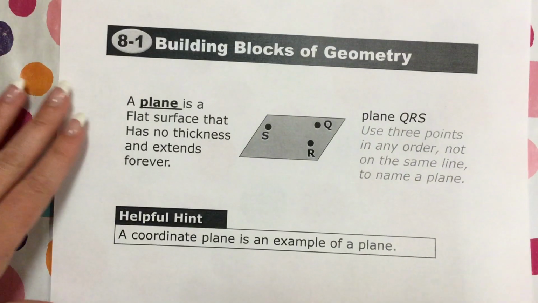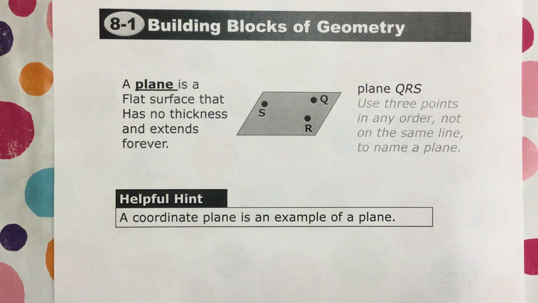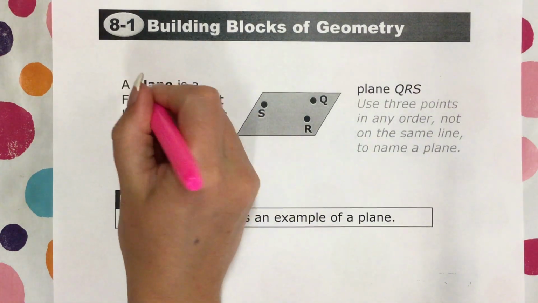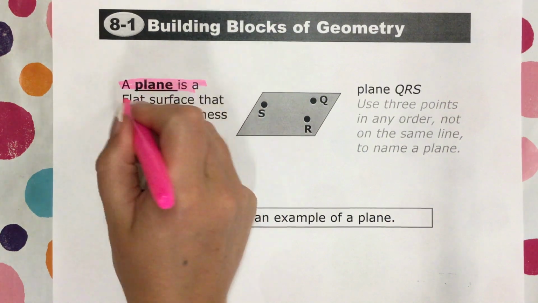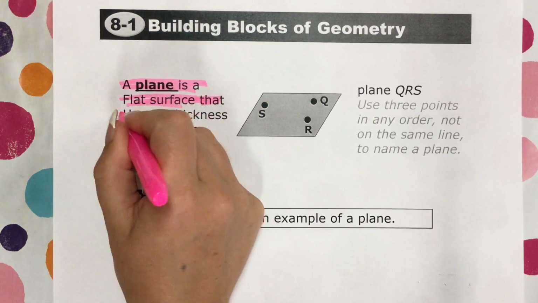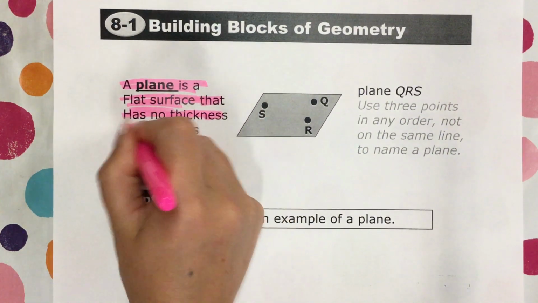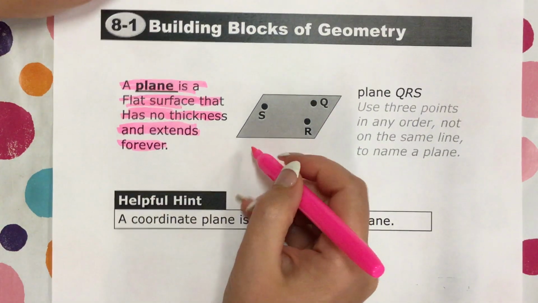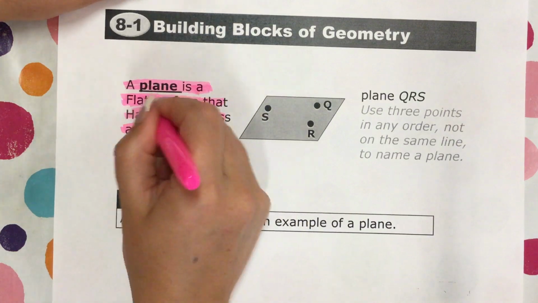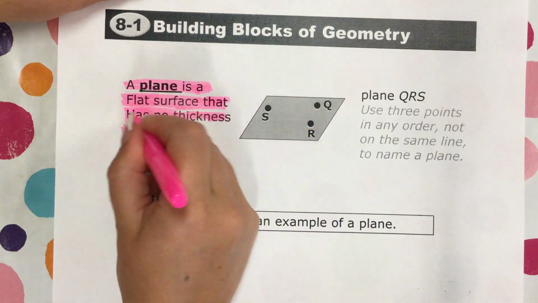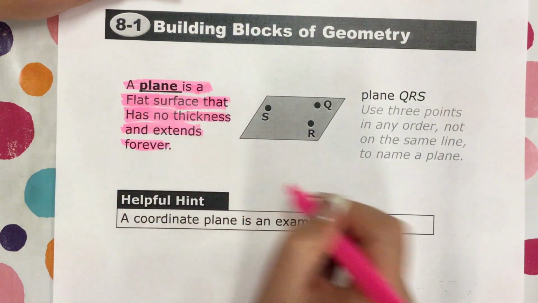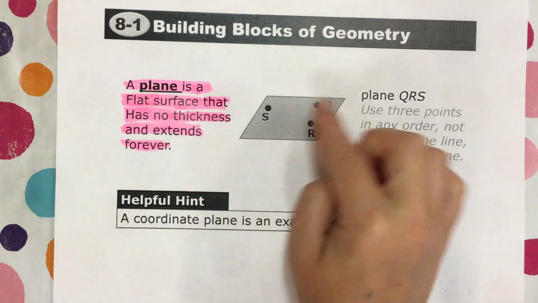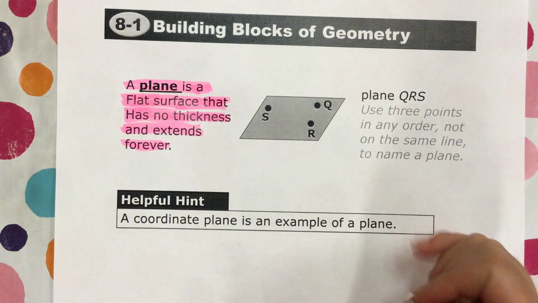Let's go over the next term. The next term we're going to talk about is a plane. A plane is a flat surface that has no thickness and extends forever in all directions. So a plane is a flat surface that has no thickness and extends forever in all directions. This right here is a pictorial of a plane.